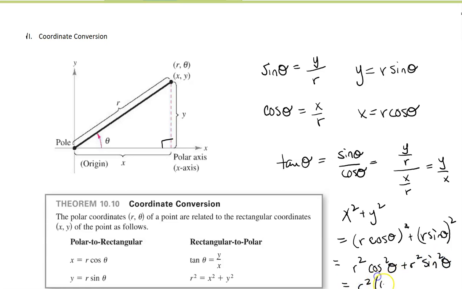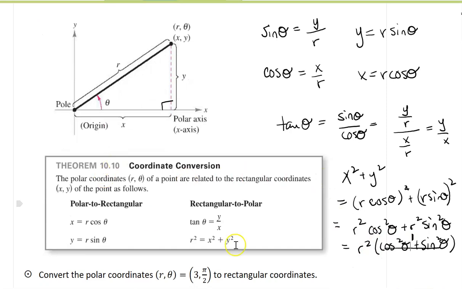And if you factor out the r squared, you get cosine squared of theta plus sine squared of theta. And of course we know that this is just 1 by the Pythagorean identity. So these are all easily verifiable using these conversions here if you ever forget them or you aren't sure.